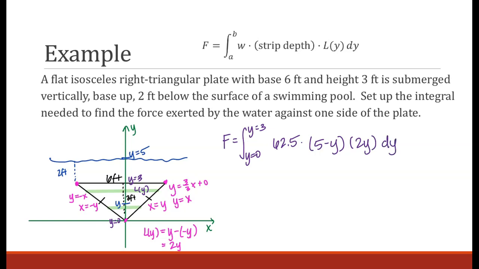2 times y dy. And on this one, we can multiply the 62.5 times 2y, which is 125y. I can pull the 125, the coefficient part, to the front. So 125 times the integral from 0 to 3 of y times 5 minus y dy. And the overall units of the final answer will be in pounds. The units here are pounds per foot, but we're integrating over feet, so we'll have a final answer of pounds.